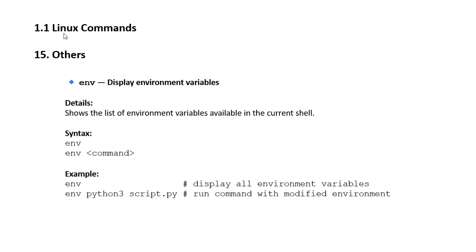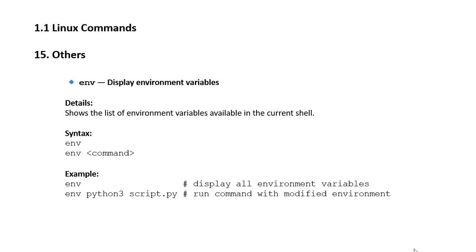Today is Linux commands, subtopic is others. The env command is used to display the environment variables and the details. The list of environment variables is available in the current shell. The syntax is env, and the example is env, which displays all the environment variables, and env with the command python3 script.py runs the command with the modified environment.